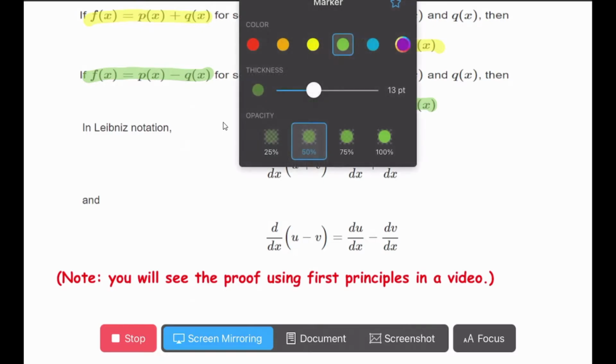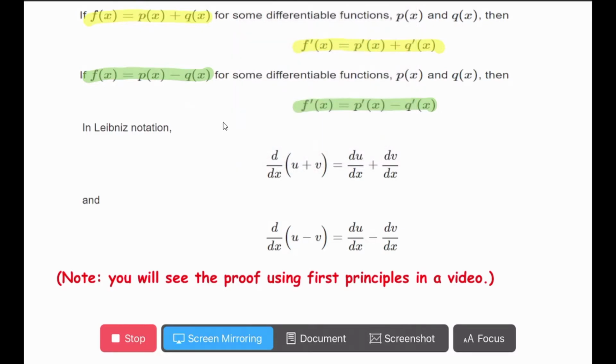In Leibniz notation, d dx of u plus v, where u and v represent our different functions, is du dx plus dv dx. And if we're subtracting, d dx of u minus v is du dx minus dv dx. And once again, we're not going to prove this here. We're just going to observe the patterns. And there is another video that we'll see linked that will explain that.